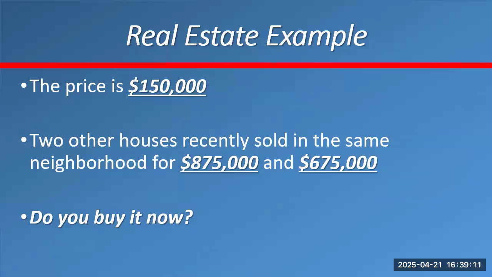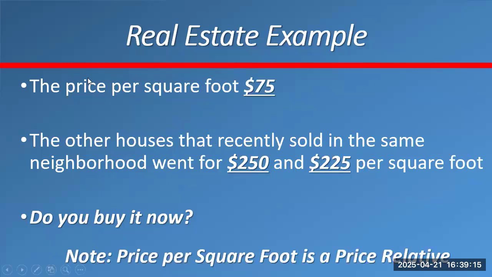But still not enough information. So let's bring some relatives in. The relative we use in real estate is price per square foot. That is a relative. It's getting some sense of the size of the house, like the value of a company. We'll talk about Microsoft or Apple, what that ratio would be. But this house you can buy for $75 per square foot. Other houses in the neighborhood are going for $250 and $225.